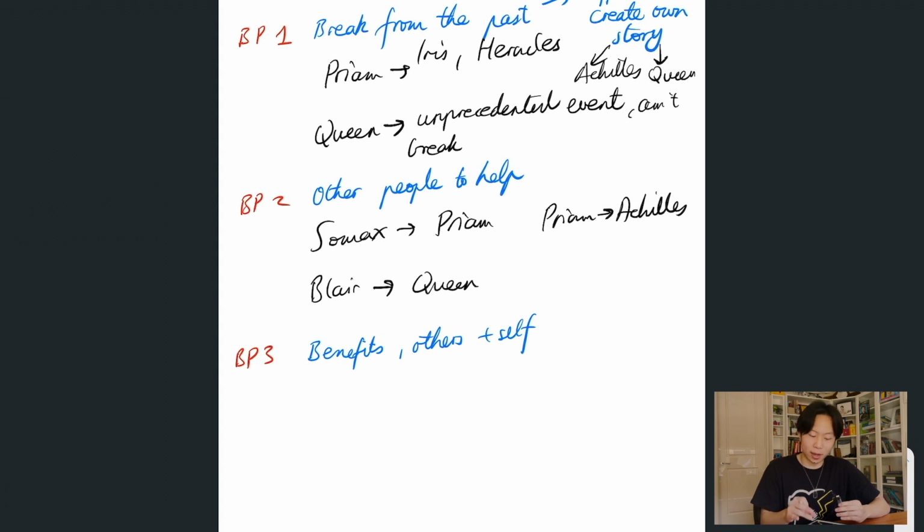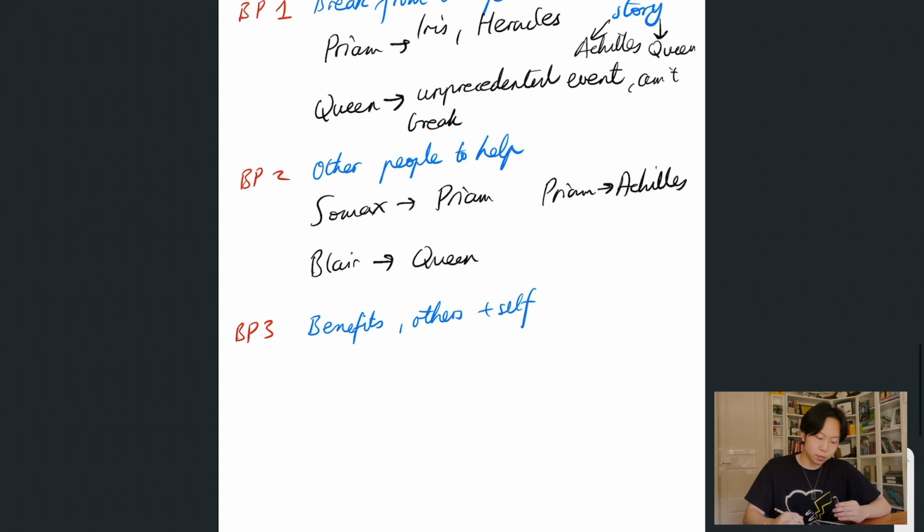But by doing this, by Priam helping Achilles do this, Achilles is able to craft his story as something above a warrior. He's both a warrior and a human and a father. And benefits crafting your own story. I'd probably focus more on the end of the book for this one.